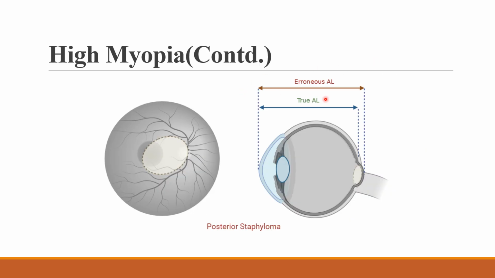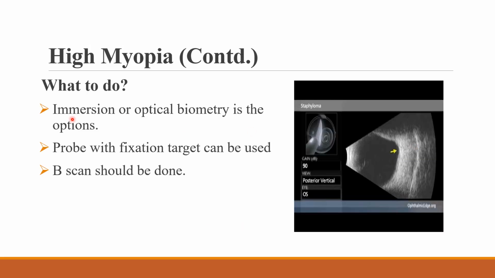In case of high myopia, we get erroneous axial length, and here is the true axial length. Due to posterior staphyloma, we get an extra amount of axial length. What can we do? To overcome this issue, immersion or optical biometry are the options. Probe with fixation target can be used. B-scan should be done.